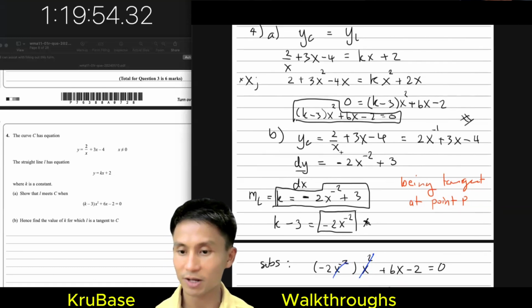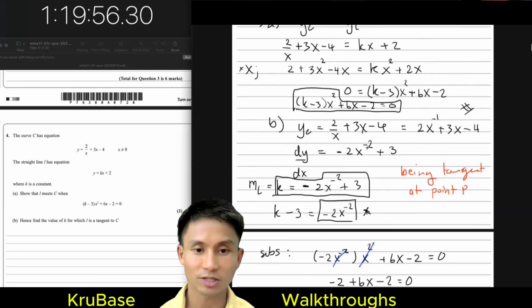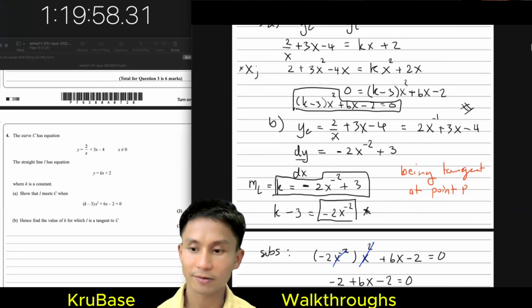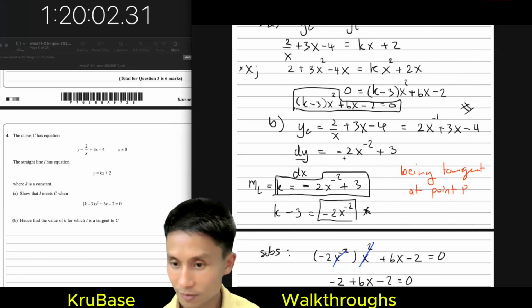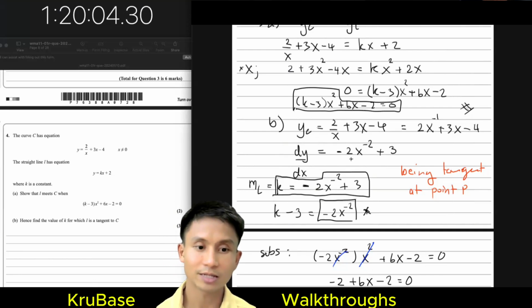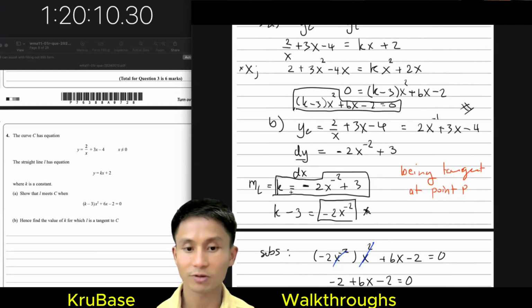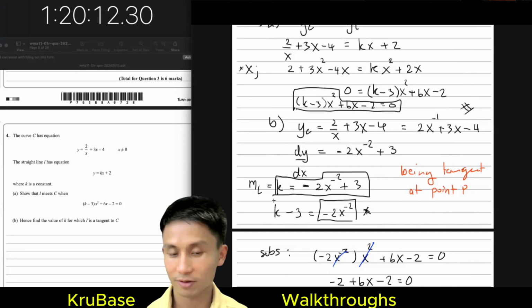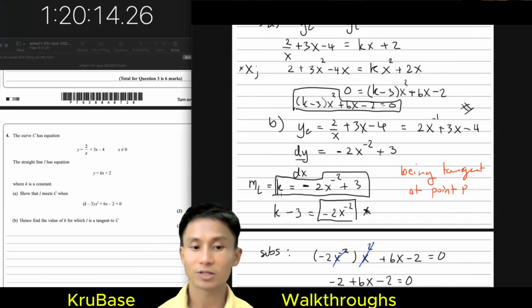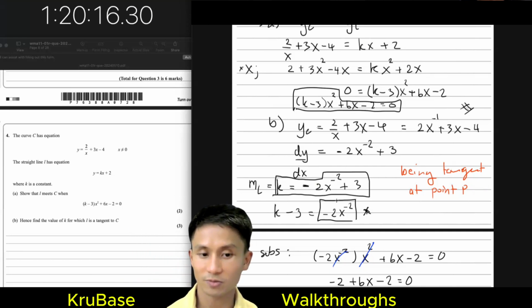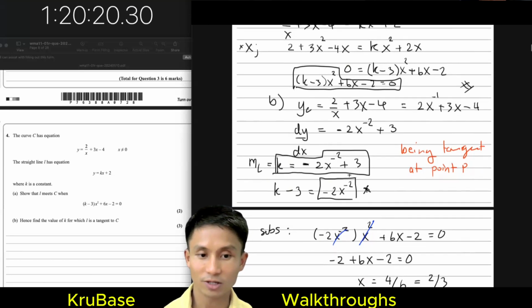So B, hence find the value of K for which L is a tangent to C. Okay, so yeah, the tangent we differentiate, we got that and that. And then we equate the gradient. We found the gradient of ML, which has to be equal to K. Because it's tangent, we equate like that. And that's just one of the equations.